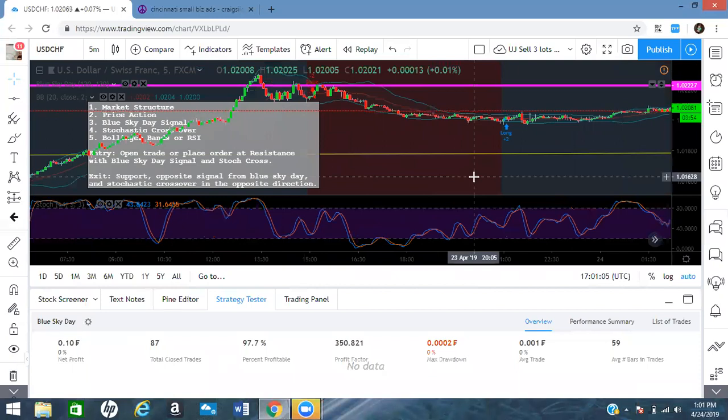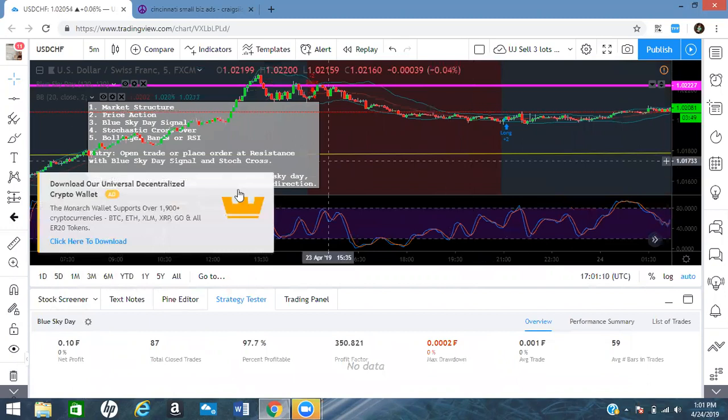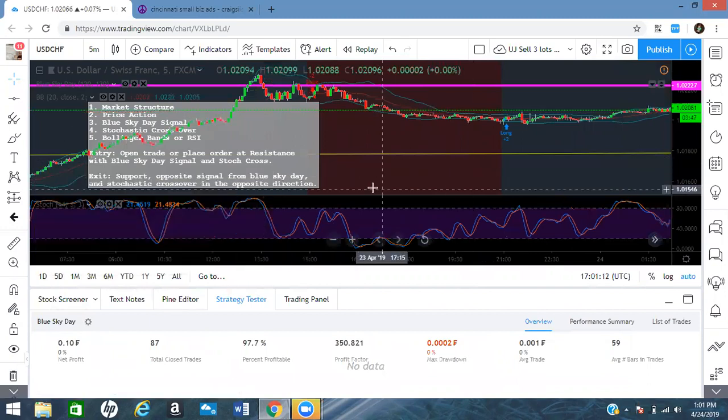Now, the pairs that I highly recommend for this particular strategy with a stochastic crossover are going to be GBP USD and GBP JPY. Okay, those are my favorites on this particular strategy. So it's ultimately up to you, but I highly recommend trading GBP USD and GBP JPY simply because the moves are really big and you're going to catch really, really nice moves. That way you're catching the most pips.